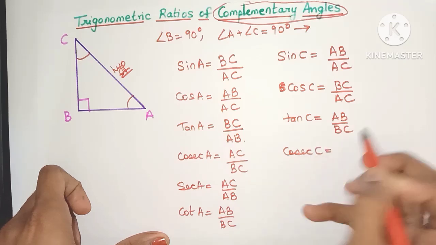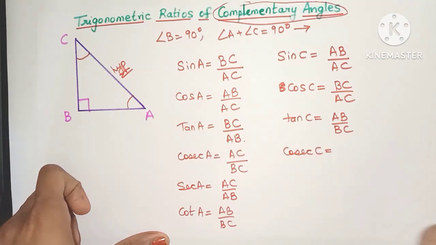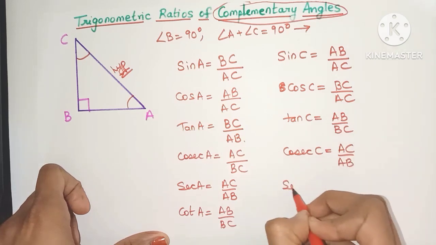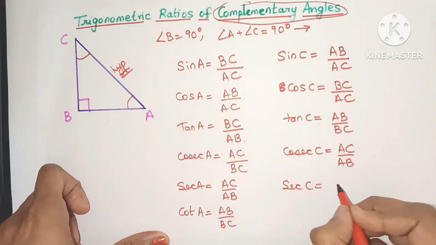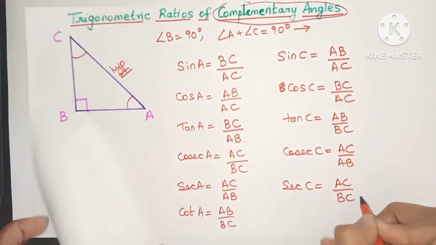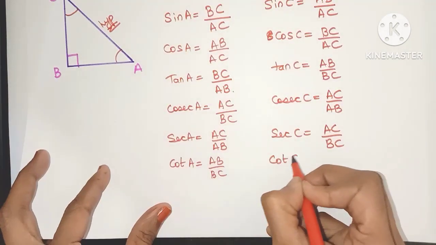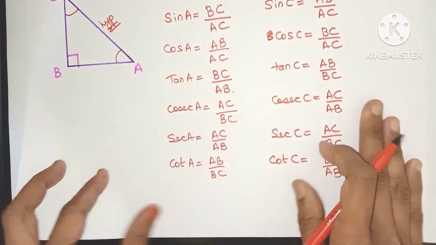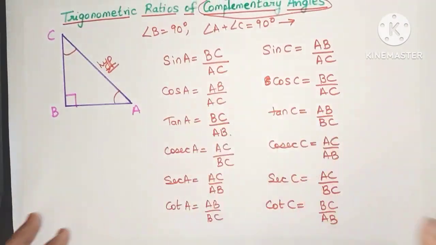Now I'll start taking the reverse of sine. That will be cosec, so I'll get AC by AB. Sec C will be the reverse of cos C, so it's going to be AC by BC. And cot C is going to be BC by AB. Here we are, the ratios of these two angles.